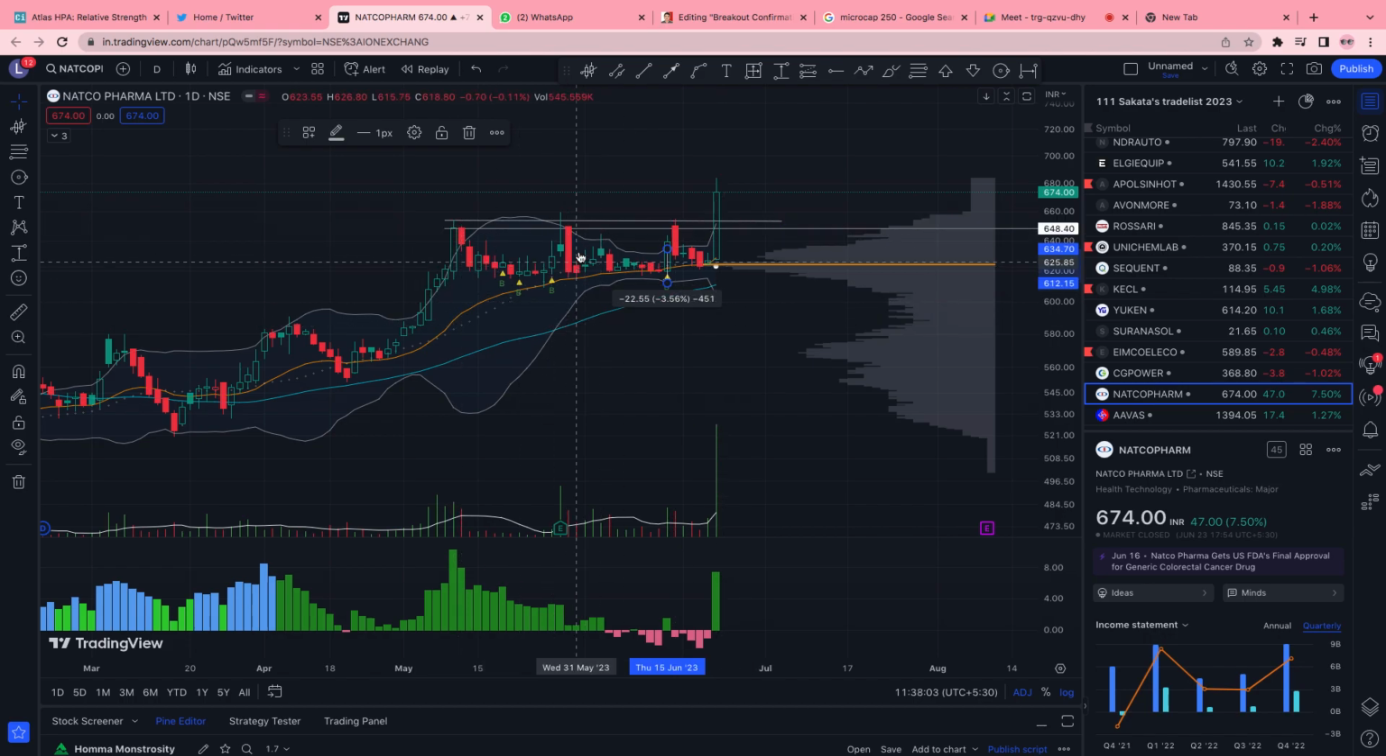So look at this too: this was contraction 1, contraction 2, after the third contraction came the 4th, and after the second contraction itself there was already a buy signal in the Bollinger Bands.